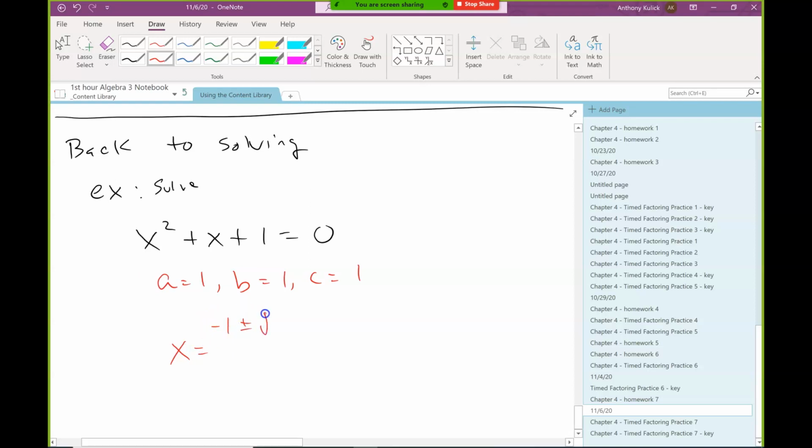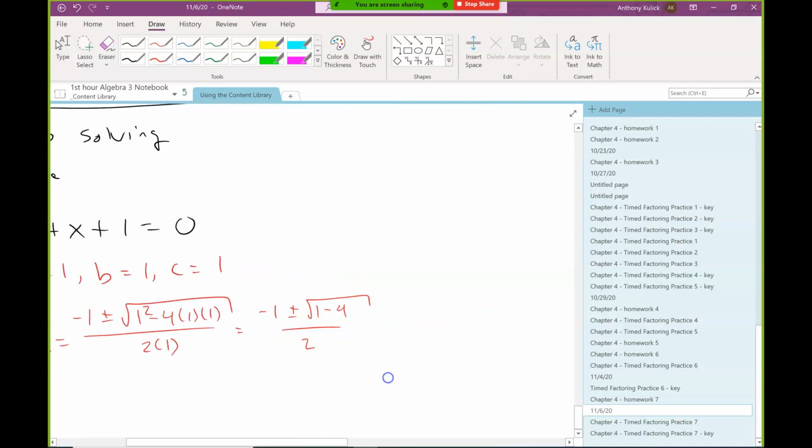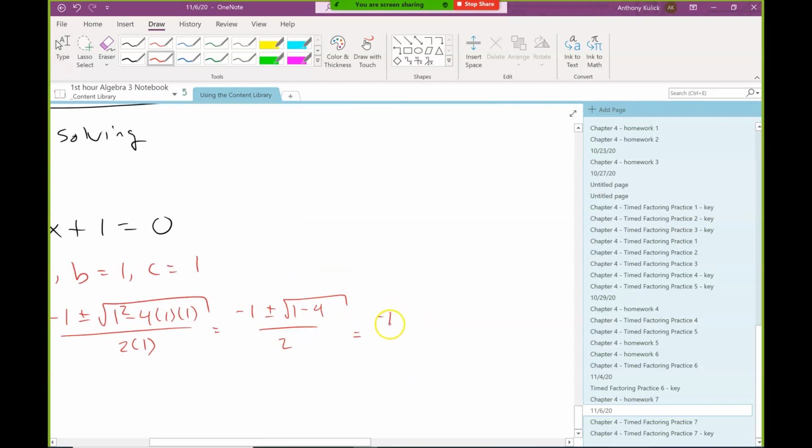So negative b plus or minus square root b squared minus 4 times a times c all over 2 times a. 1 squared is just 1. 4 times 1 is 4. 1 minus 4 is negative 3. And this was a place where we ran into problems before, right? Until today, where we introduced the complex numbers, this would have been a problem. Everybody agree with that?